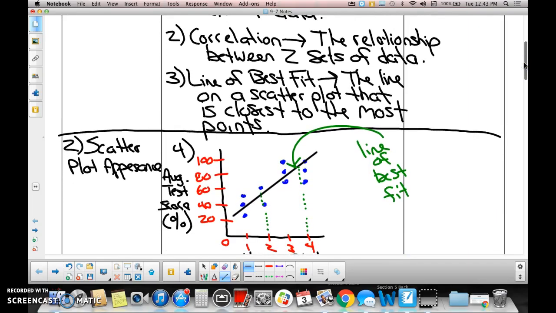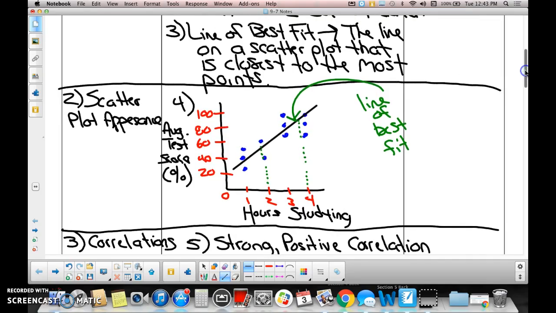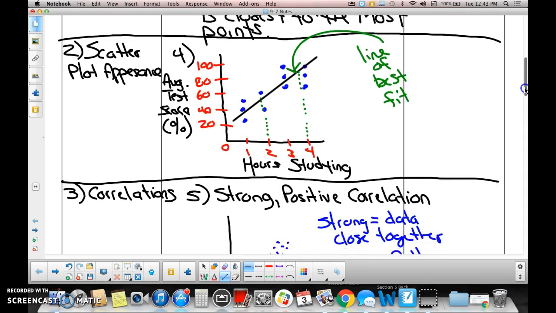We have correlation. It's a relationship between 2 sets of points, and the line of best fit would be the line that is closest to all of those points. Moving on. This is what a scatter plot would look like. We have our points represented in blue. Our line of best fit would be that black line there. And then we have our graph that you guys are capable of drawing.